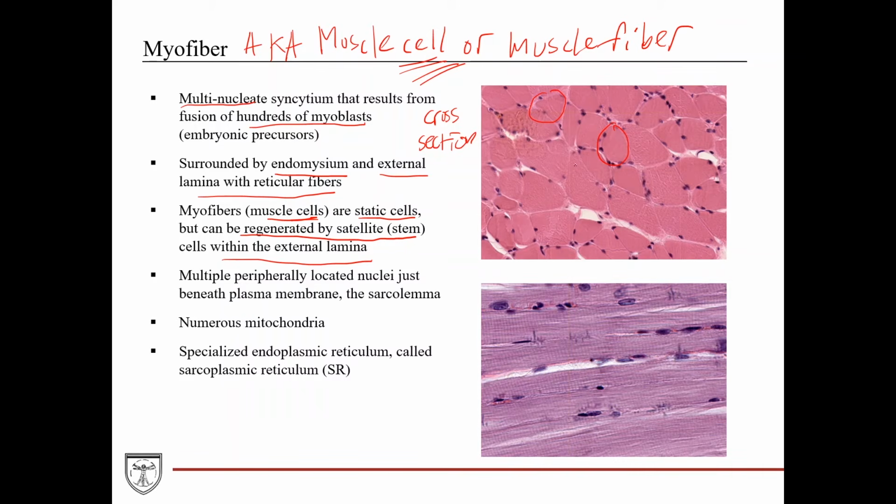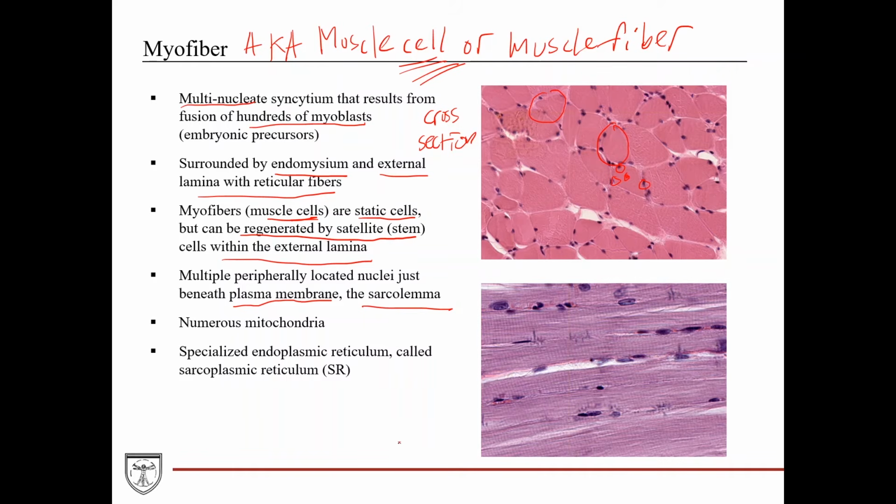These nuclei, which is hallmark for skeletal muscle, are located peripherally. So here's the center of the cell. You see here's a nucleus here, here's a nucleus here, nucleus here. All these nuclei are peripherally located. They're actually just beneath the plasma membrane of the muscle, which is known as the sarcolemma. And so that's hallmark of skeletal muscle. That's one way you can tell that something is skeletal muscle on histological slides.